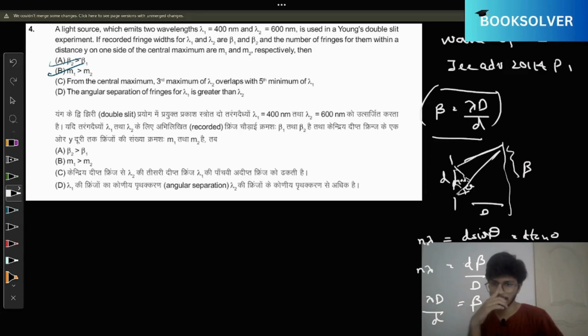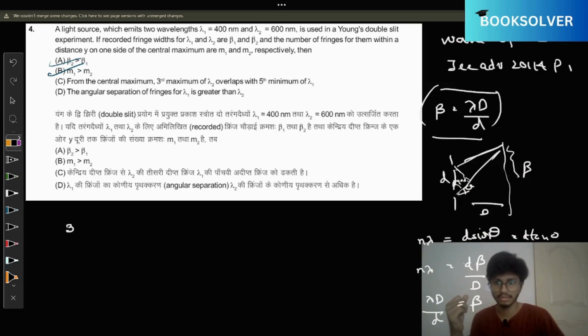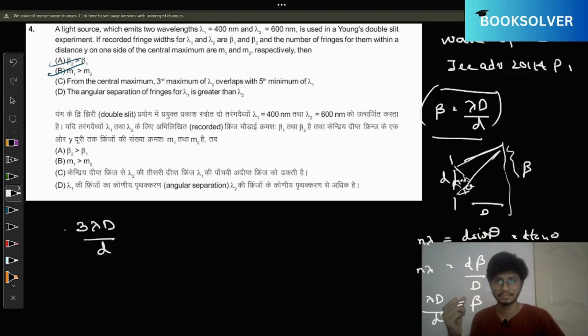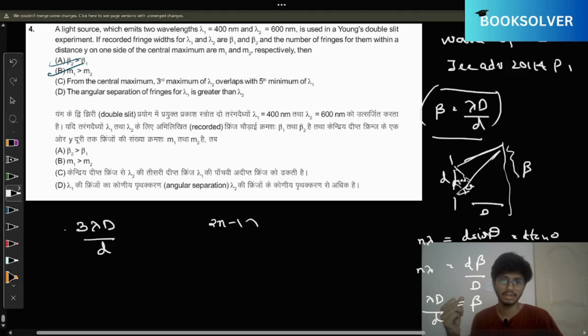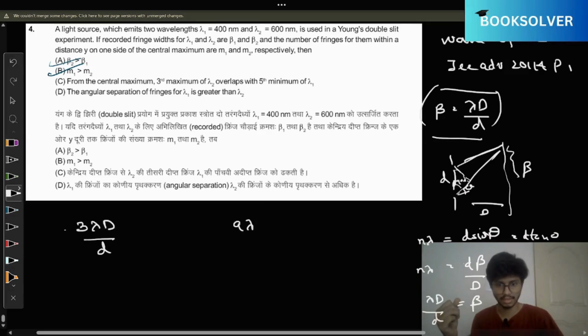So the third maximum of lambda 2 means n is 3, so very directly we can write 3 lambda D by d. And the fifth minimum implies (2n minus 1) lambda D by 2d. So for fifth, 2n minus 1 is 9, so 9 lambda D by 2d. Right, let's write it as 9 lambda D by 2d. This is for the first one, this is for the second one.